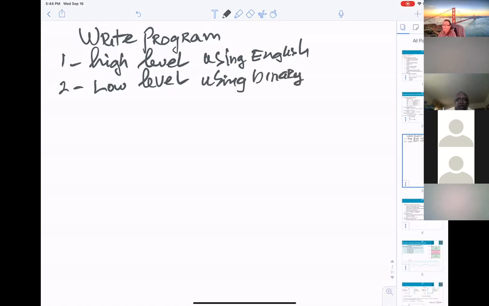Okay? That means when they want to write the program in the low level, they have to use 0, 1, 1, 1, 0. They want the computer language. So they talk directly to the computer. Okay? That's what we use in the assembly.